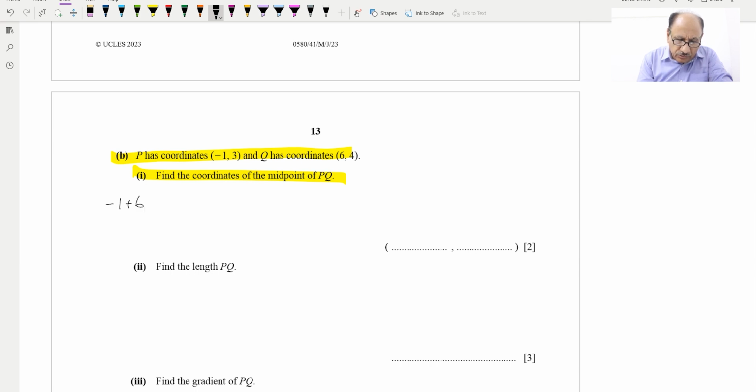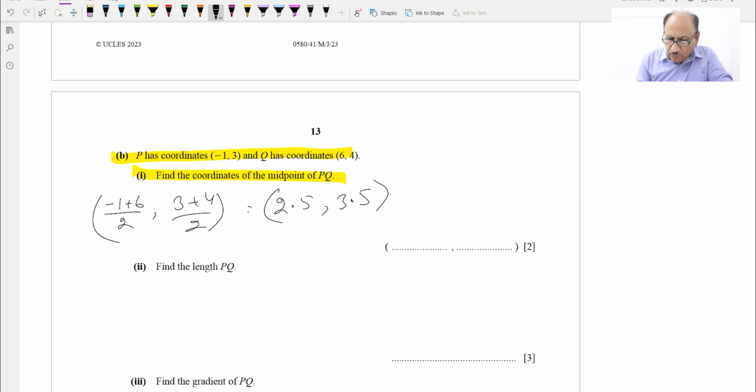X1 plus X2 divided by 2, and Y1 plus Y2 divided by 2, and this will be 5 by 2, which will be 2.5, and then 7 by 2, which will be 3.5. So this will be the answer, 2.5 and 3.5. This will be the final answer for 2 marks.